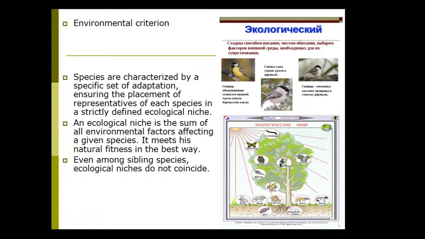You need not only to tell about the environmental criterion. You also need to give an example and write this example in the chat.